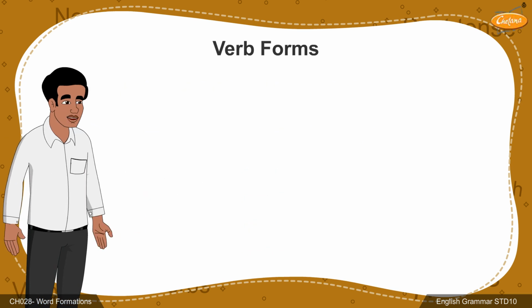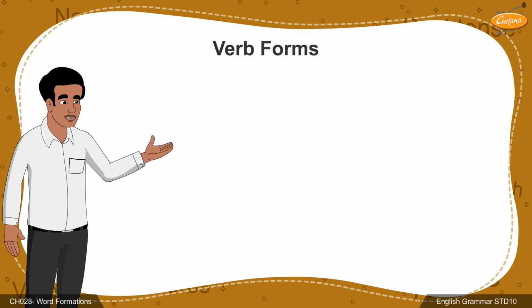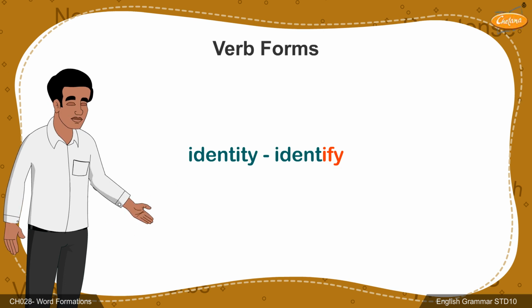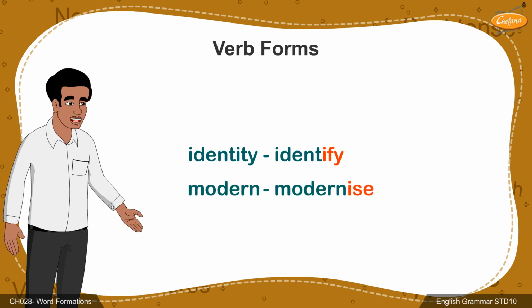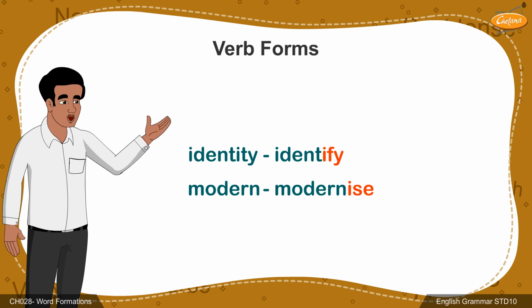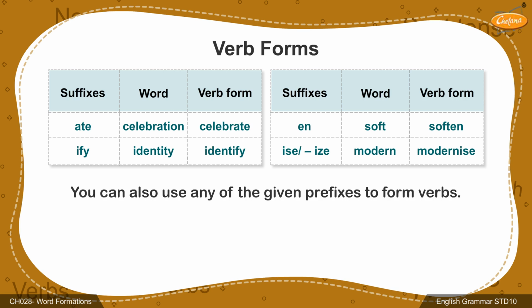Let us now have a look at what suffixes we can use to form verbs. The suffix ify could be used to form the verb for the word identity. The verb form for modern is modernize. Here, the suffix is ise. Similarly, you can use other suffixes given in the table. You can also use given prefixes to form verbs. For example, friend, to befriend, call, to recall.